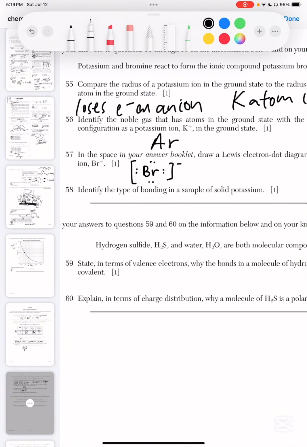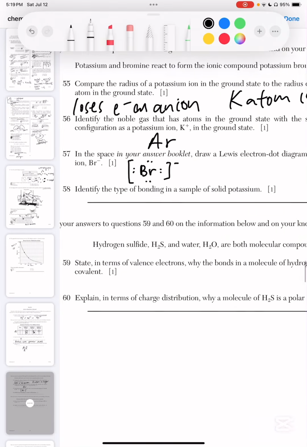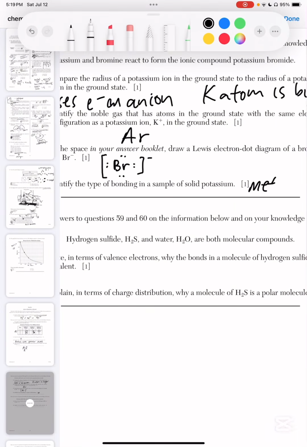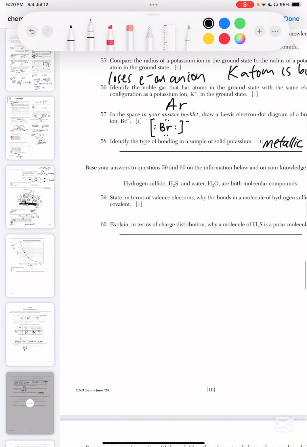Identify the type of bonding in a sample of solid potassium. Since potassium is a metal, it would have metallic bonding. I think that's pretty self-explanatory. Metallic is for pure metals, and ionic would mean potassium with something like chlorine. You can't have covalent with potassium, because potassium is a metal and covalent is 2 nonmetals.